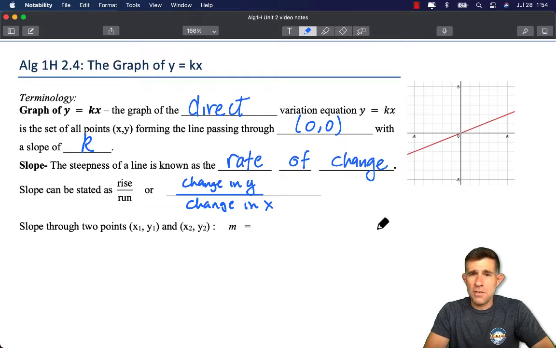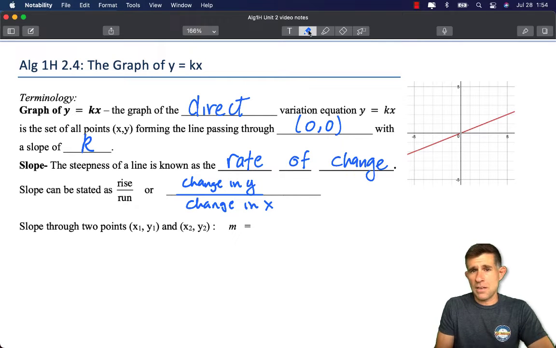Hey guys, so far in this unit we've taken a look at direct and inverse variation equations. Those are the equations that would model the growth or the decay of a variable based on another variable. Well, obviously a picture is worth 1,000 words, and each one of those functions has a picture that goes along with it. So today we're going to start off by taking a look at the properties of the graph of the direct variation equation y equals k times x.